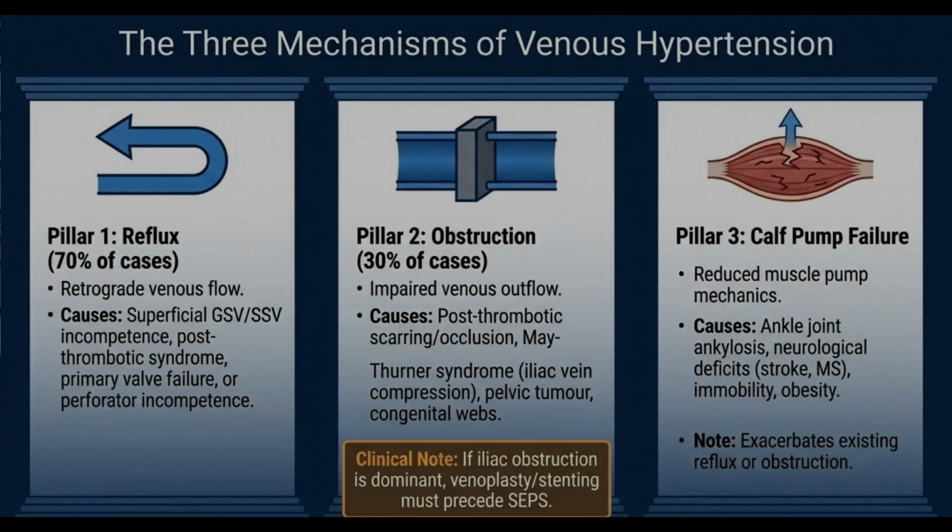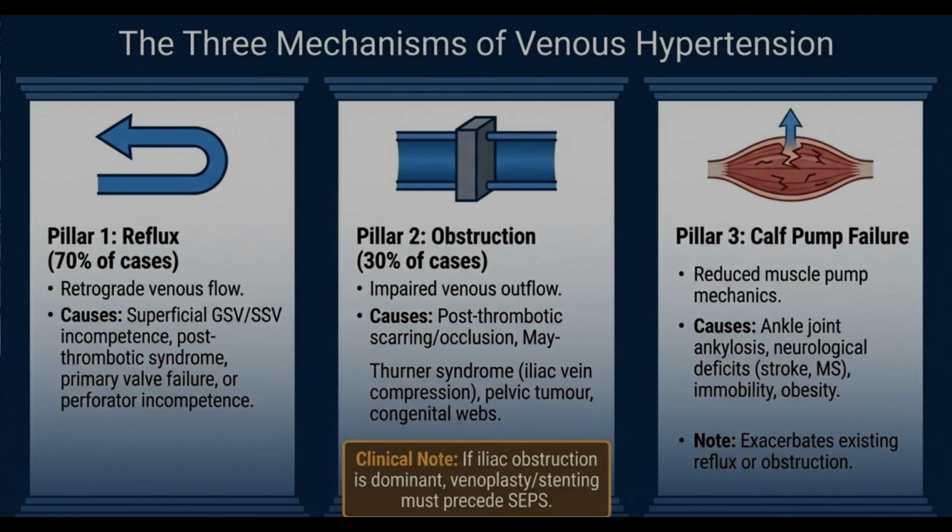Second is the obstruction, which is noted in 30% of cases. There is impaired venous outflow. The causes are post-thrombotic scarring or occlusion, May-Thurner syndrome, that is the iliac vein compression, pelvic tumors, and congenital webs. The clinical note is if iliac obstruction is dominant, venoplasty or stenting may precede surgery.